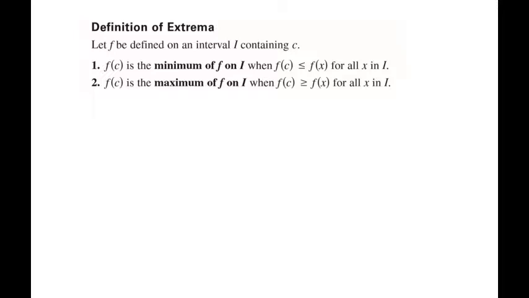Extrema is just that we're talking about the absolute minimum or the absolute maximum on an interval, and this notation here, like f of c is less than or equal to all f of x, just means there's a value that's lower than every other value on an interval, and the maximum is f of c is greater than or equal to all f of x. So basically there's a highest point on the interval.